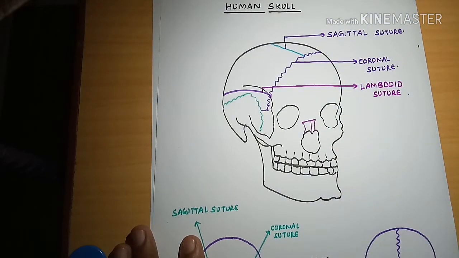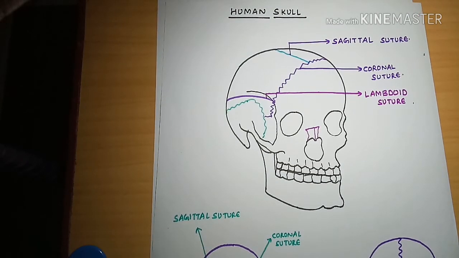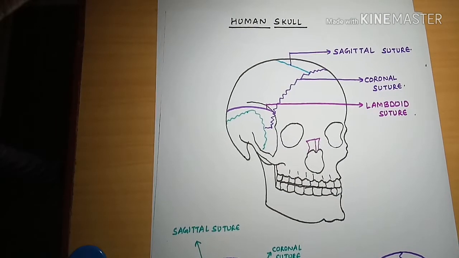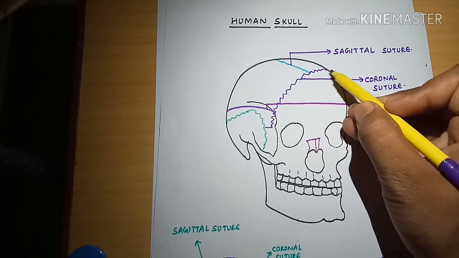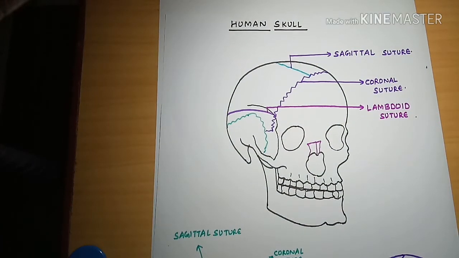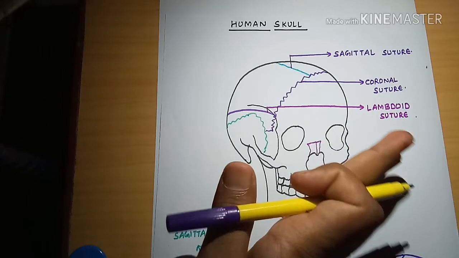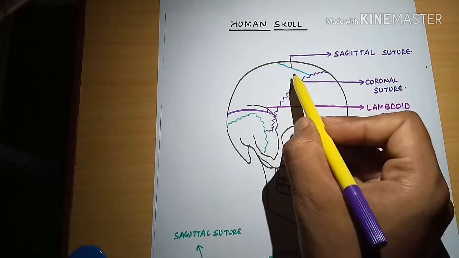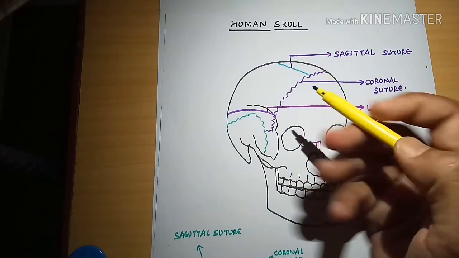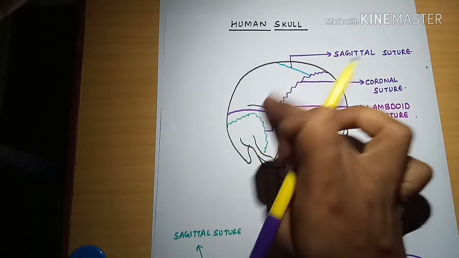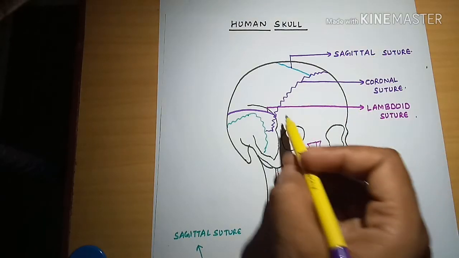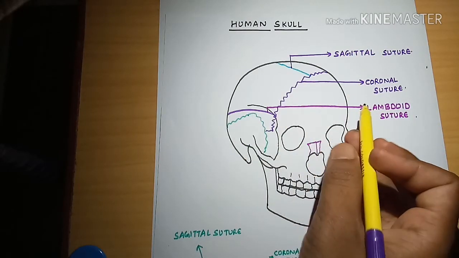The cranial part has 3 sutures present, which are the coronal suture, sagittal suture, and the lambdoid suture. This suture is the coronal suture. It will divide the skull into two parts, the front part and the back part, the frontal and the posterior. This is the sagittal suture. The sagittal suture will divide the skull into right and left parts. And here the lambdoid suture is present.